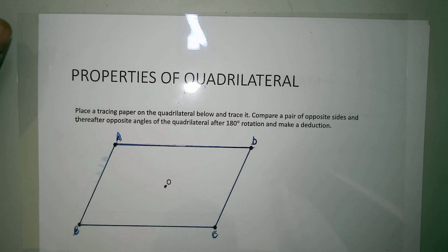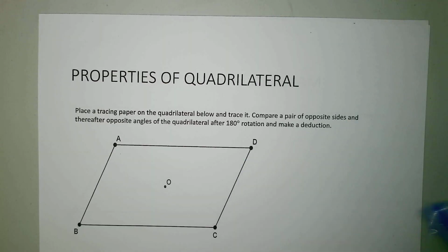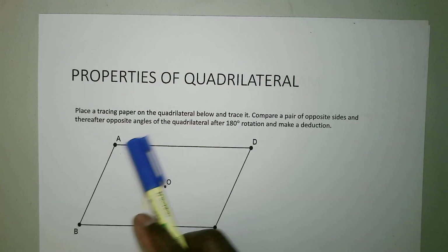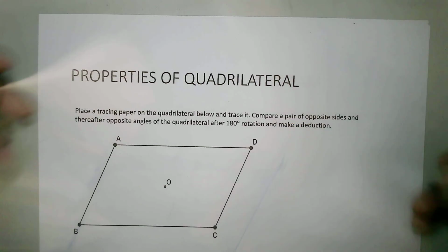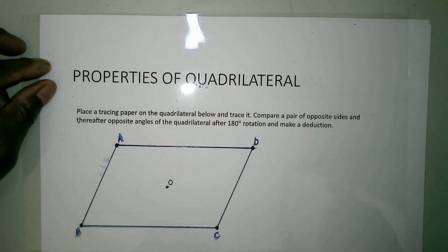Now we are getting into properties of quadrilaterals. We will not be able to say what this quadrilateral is until we get its properties. We have tracing paper here, and we have this quadrilateral ABCD. We are going to place the tracing paper on the quadrilateral and trace it.